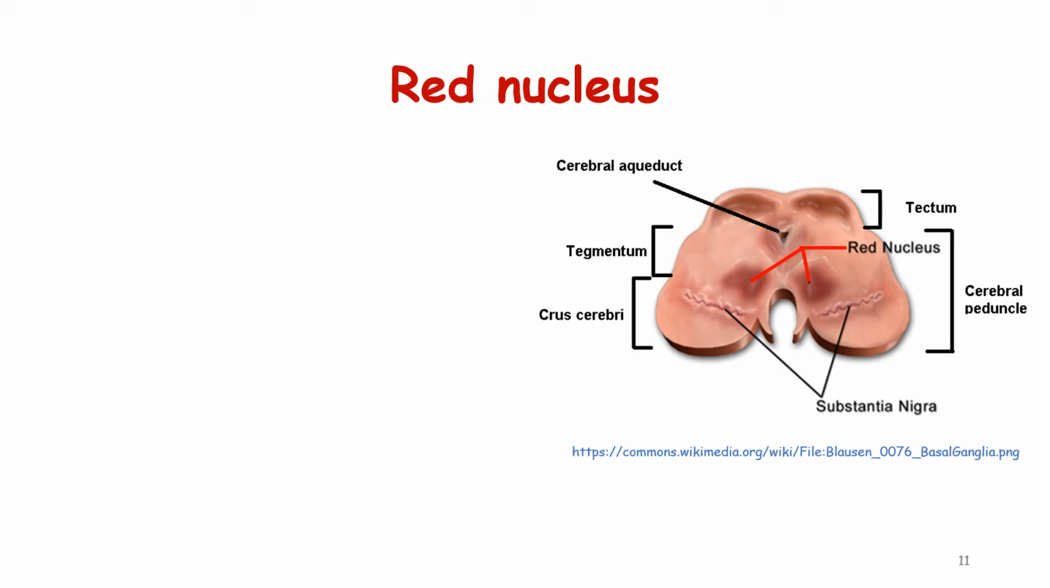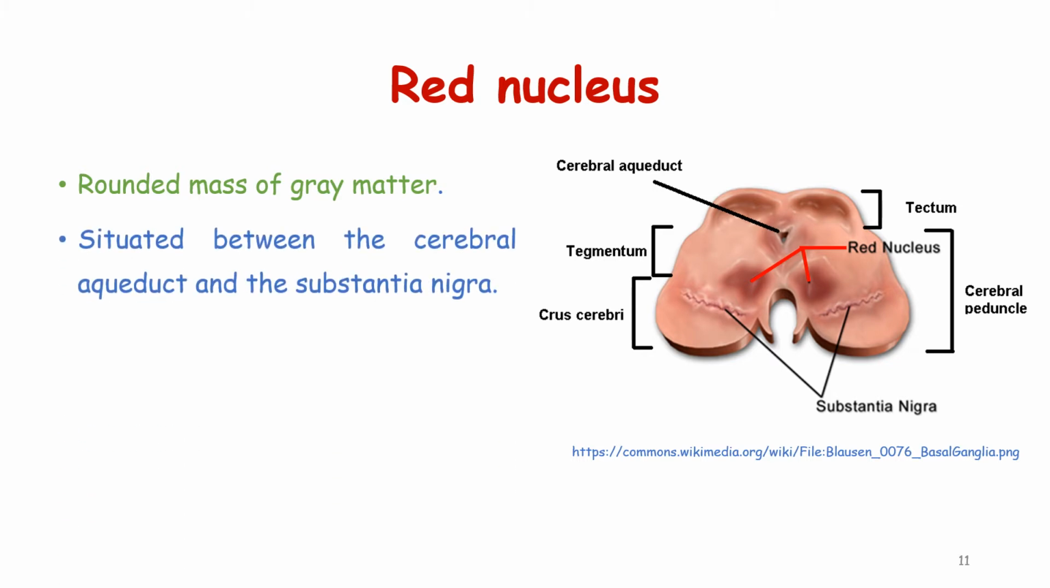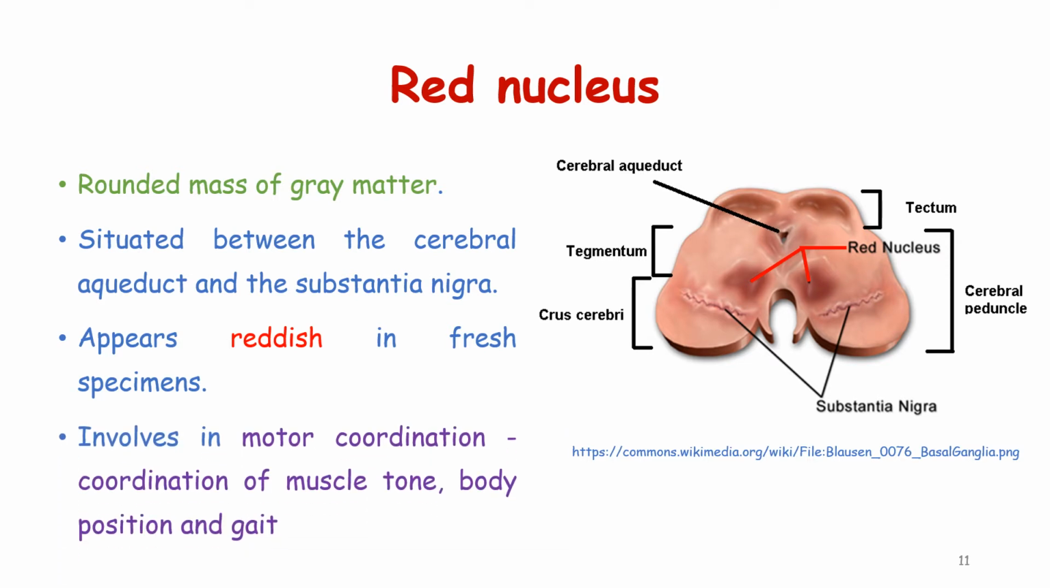The red nucleus is a rounded mass of gray matter. It is situated between the cerebral aqueduct and the substantia nigra. It appears reddish in fresh specimens. This is due to its vascularity and the presence of an iron-containing pigment in the cytoplasm of many of its neurons. It is involved in motor coordination, including coordination of muscle tone, body position and gait.